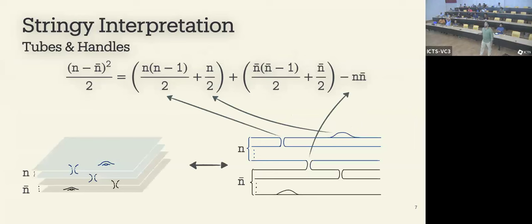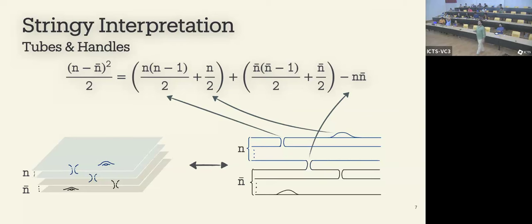Okay. So the next term is this (n minus n bar) squared by 2. This was interpreted simply by various kinds of tubes you can draw. Let's say you have n number of sheets, orientation preserving, and n bar number of a different kind of sheet. You can join two same kinds of sheet with a tube. This is called an orientation preserving tube. You are connecting two same kinds of surfaces, and there will be nC2 independent such tubes.